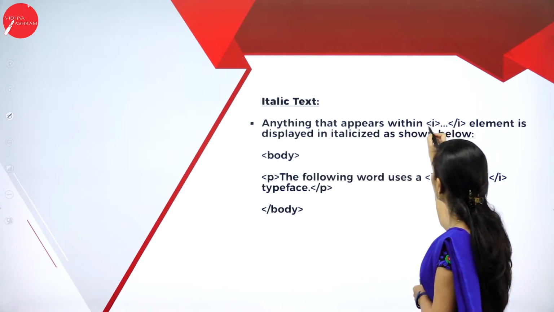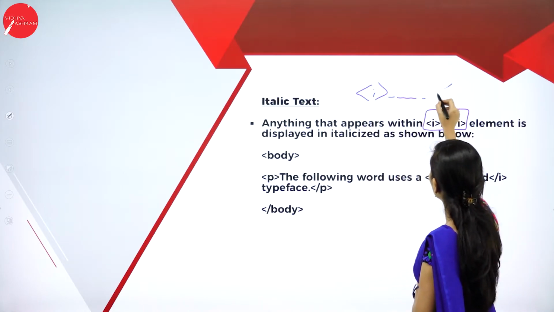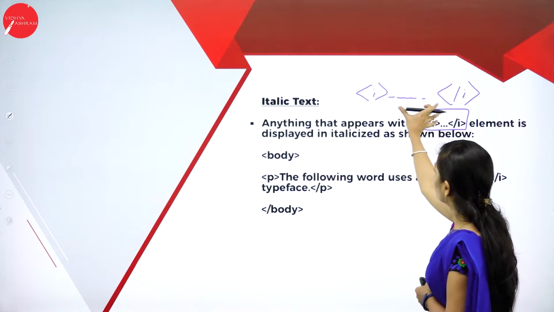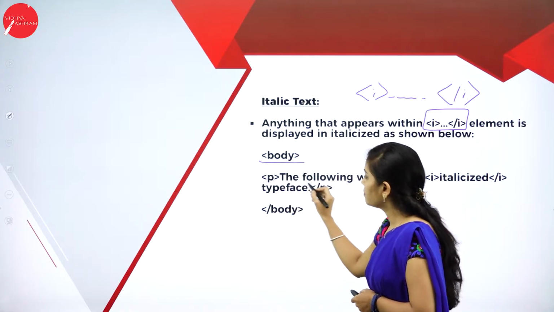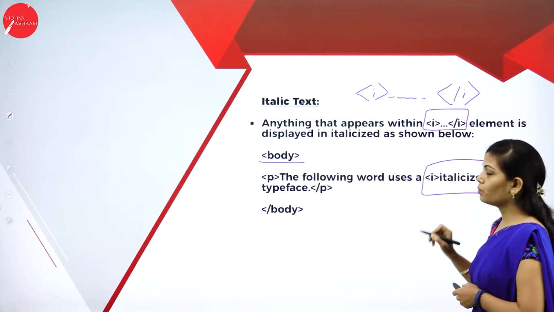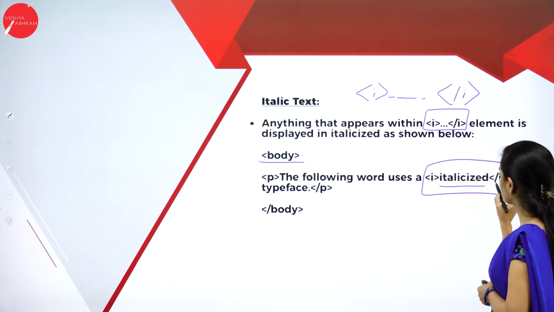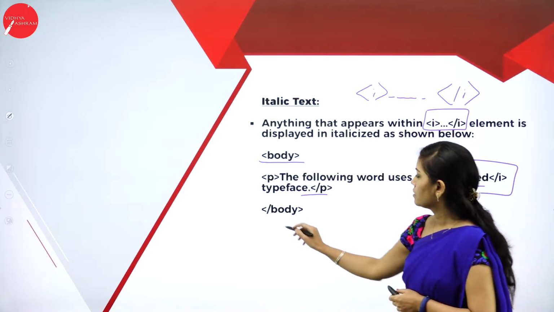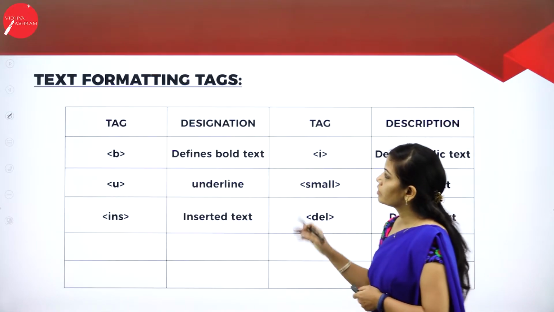Anything that appears within I, open I tag and text and closing I tag. To change the text into italic, you can go for this tag, element is displayed. So example, open body tag and P. Inside a P, you can write any paragraph, and after that, if you want to change it as italic, you can go for this tag, open I and text and closing I tag. And also you can close P tag also and body tag. Close the body tag. So this is your formatting text and text formatting tags.